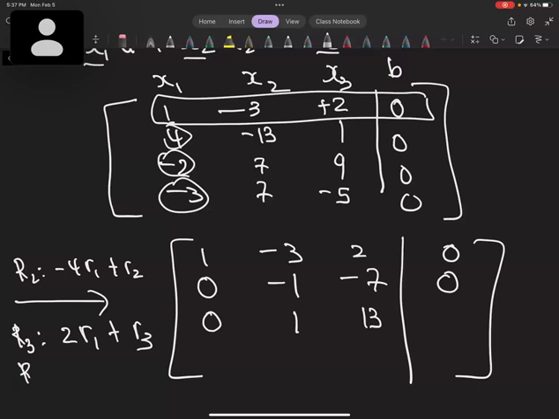So row 4 is what? How are we gonna eliminate this guy?